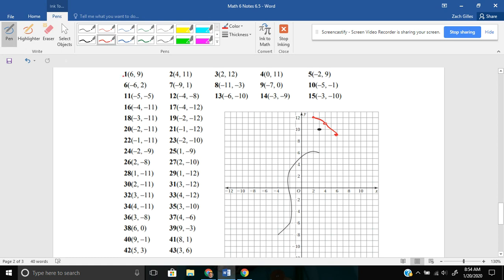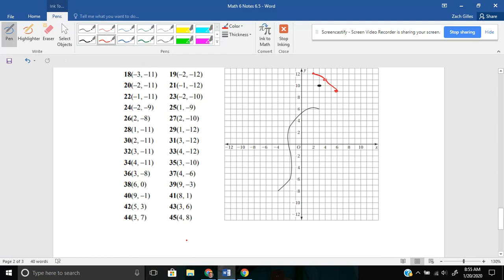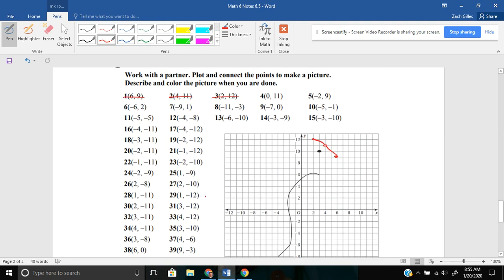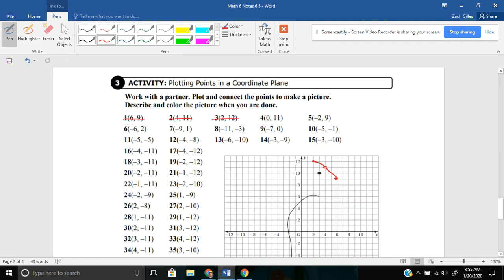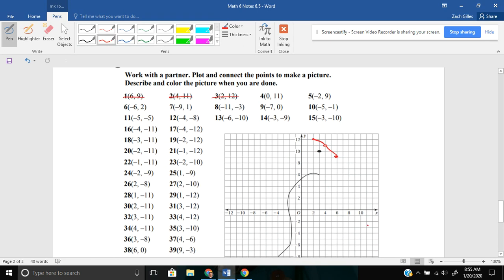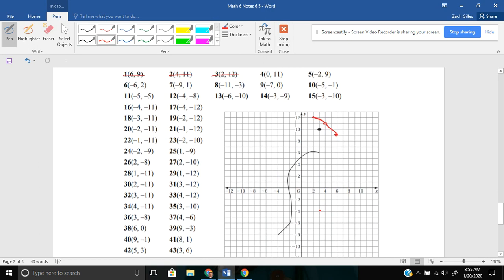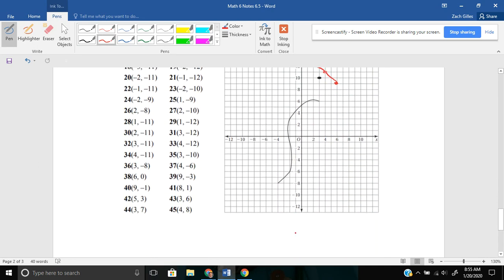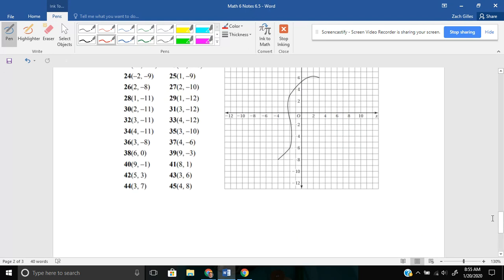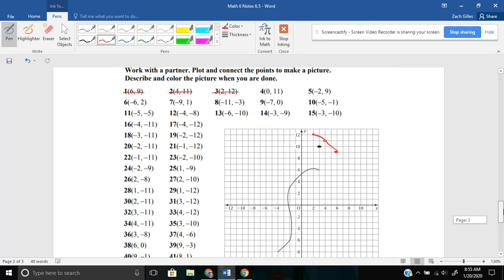So sometimes it helps to cross them out after you draw them. But you'll notice that there are 45 different points here. Right? It's going to take a little while, but it's good graphing practice. So connect those dots, those plotted points one at a time, and you're going to make a picture here in the end. Describe it and color it when you're done, and then come show me so I know that you've completed activity 3.